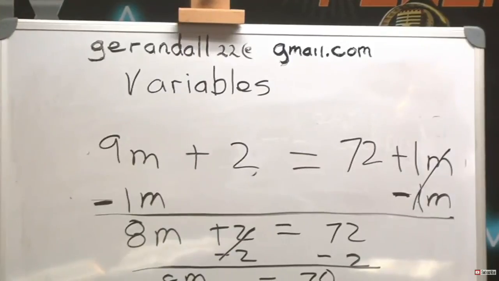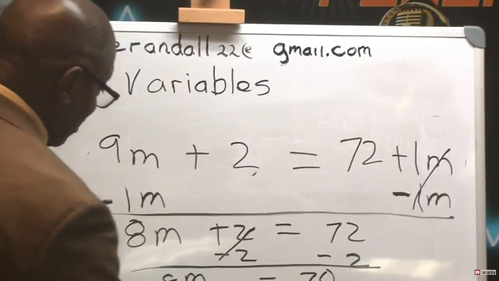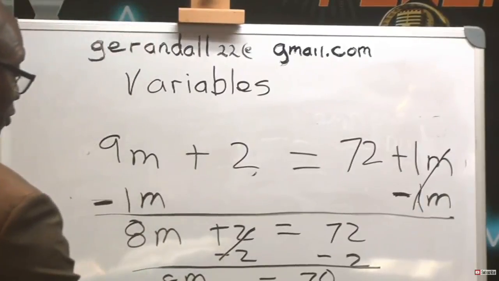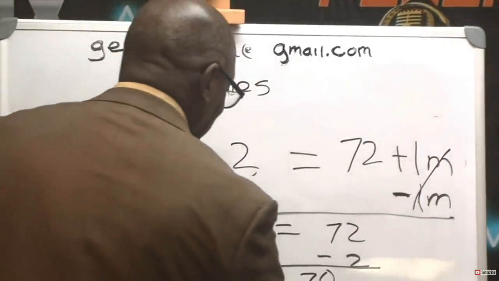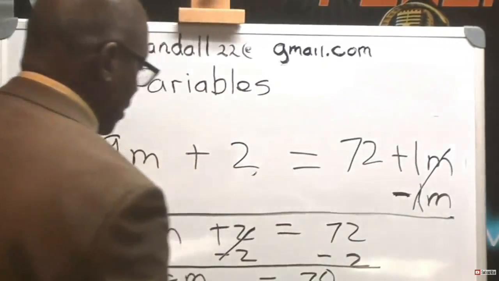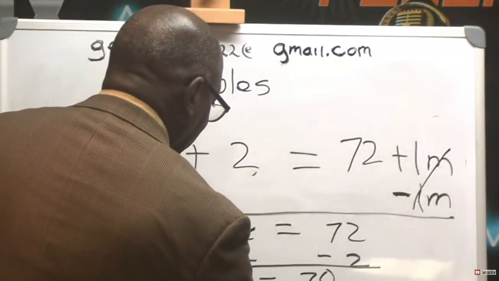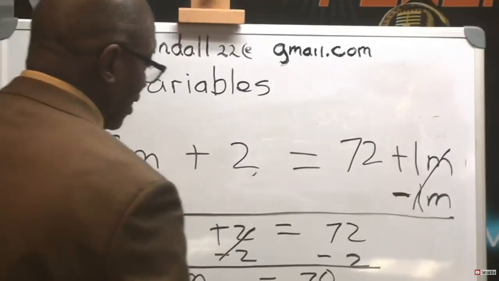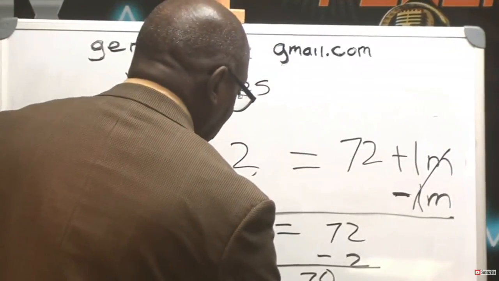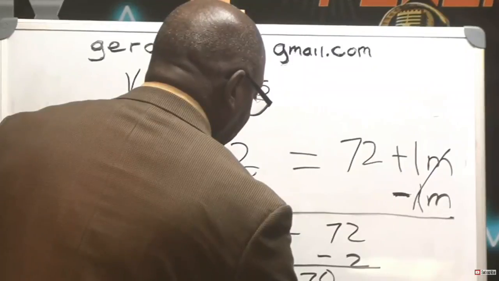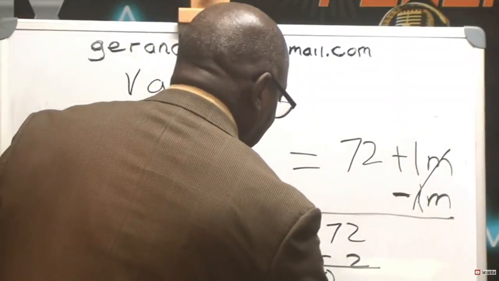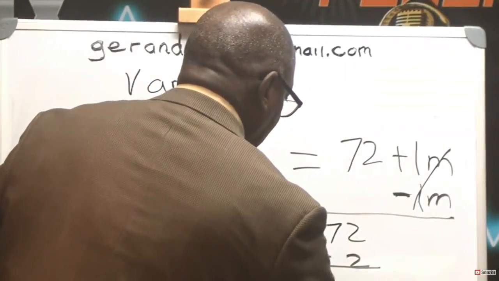How do you undo multiplication? The old cousin, division. And now you're going to get that m by itself. Divide by 8. You're left with m. Whatever you do to one side, you must do to the other. m equals 70 over 8. Which again, you can't leave it like that. 8 goes into 70 8 times with 6 left over. And the answer is 8 3/4. That's what m equals.